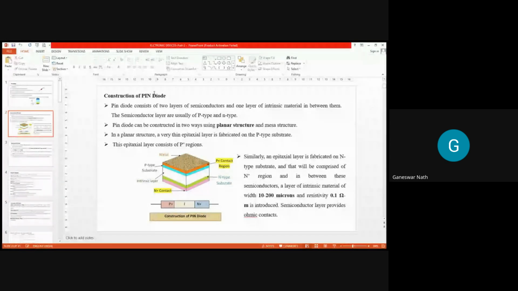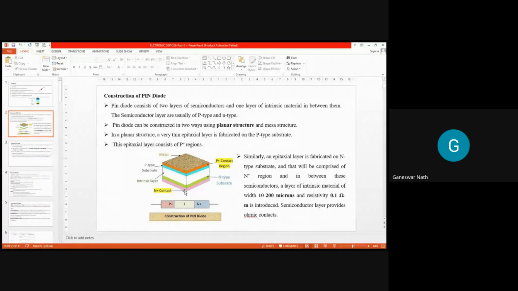You can see this symbolic representation. So the PIN diode consists of two layers of semiconductor and one layer of intrinsic material in between them. This is the intrinsic layer, and you can see this green or blue is the P type, and this pink color is N plus. There is an N type layer again, and this is P type, and this orange color is P plus. So P plus is highly doped as compared to the P region. Similarly, another N plus contact is given.